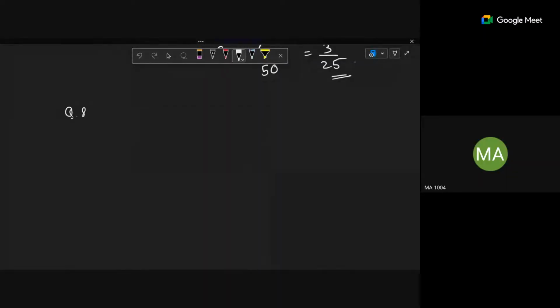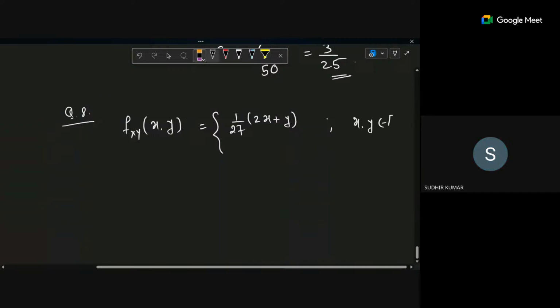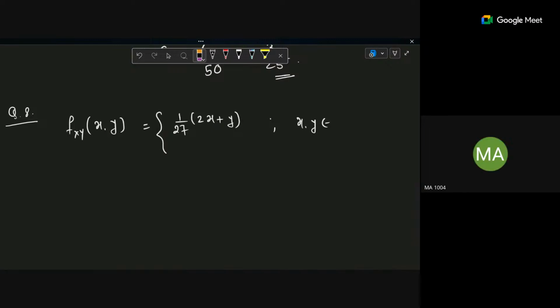In question number 8, f(x, y) is given as 1 by 27 times (2x plus y). Is this correct? This is the function, right, if I am not wrong. Yes, ma'am. And x and y are taking the values 0, 1, 2.